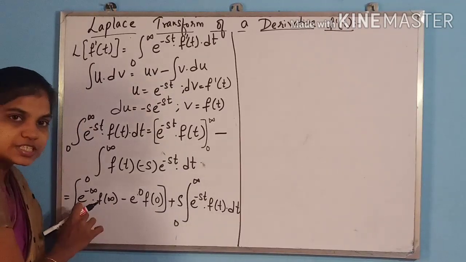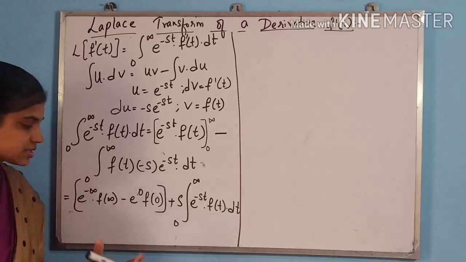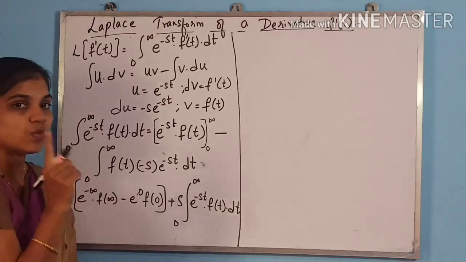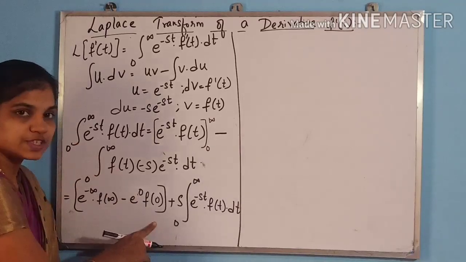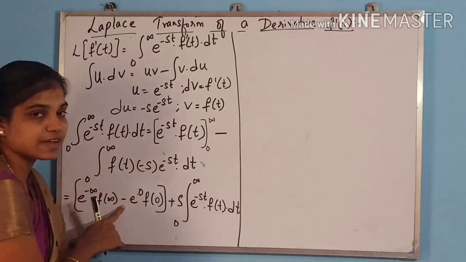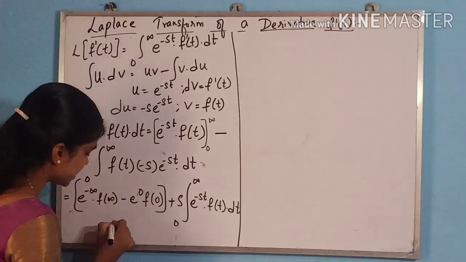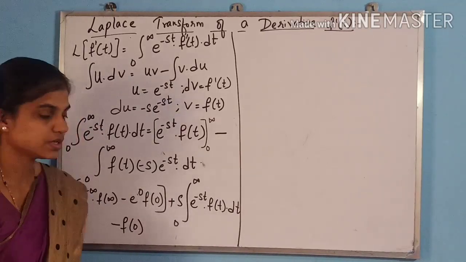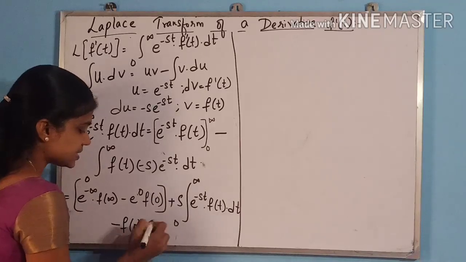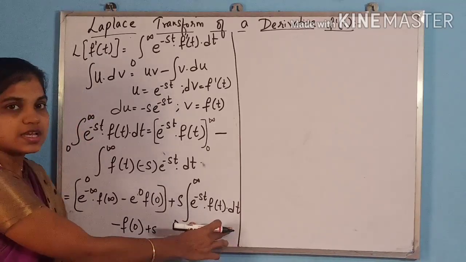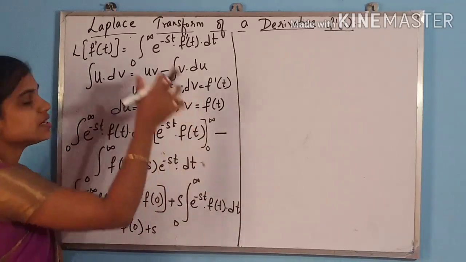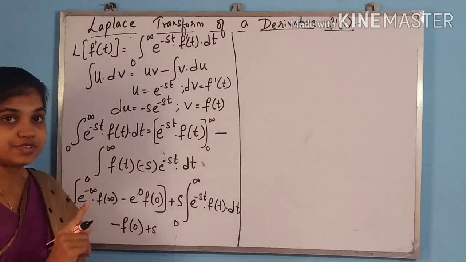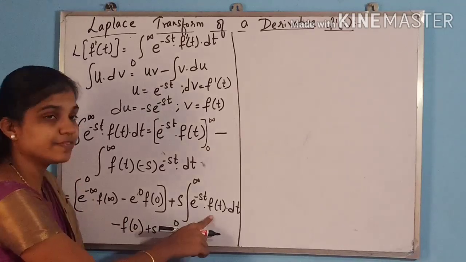Now what is this? E raised to minus infinity is 0. 0 into anything is 0. And minus e raised to 0 is 1. 1 into f of 0 is f of 0. But since we have a minus sign, I'm going to write it as minus f of 0 plus s. What is this? This is the definition, that is, Laplace transform of f of t, not f prime of t. We have f of t.